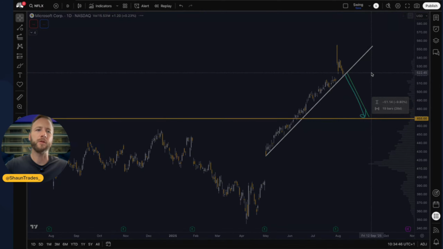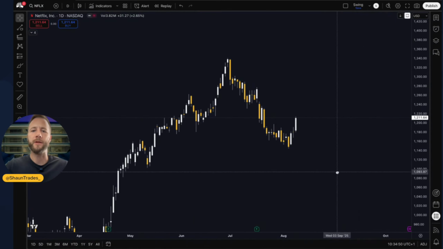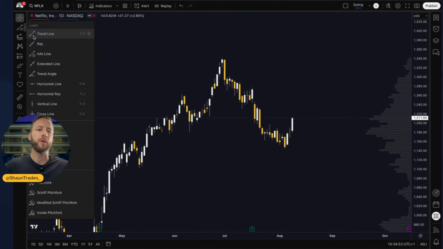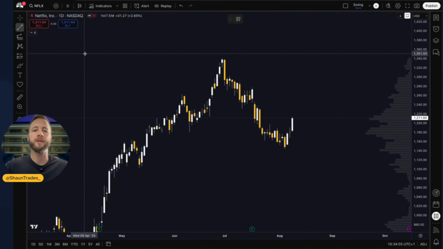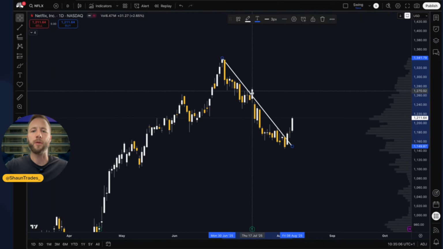So that's Microsoft. We move on now to Netflix. This one's a really good example of a recent breakout in the last couple of months. So we can see, you're probably going to see where I'm drawing this line. So remember, we're looking at the most contact points possible. So from all-time highs here, draw it down simply like that. You could probably even do it a bit tighter like there because it's not a complete breakout here.